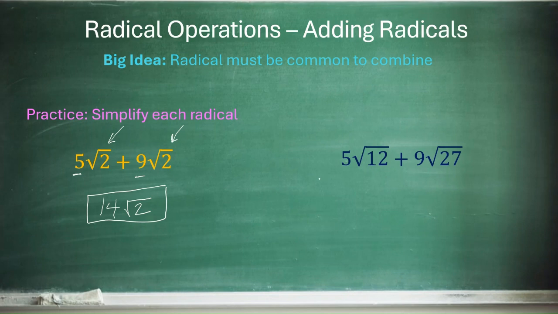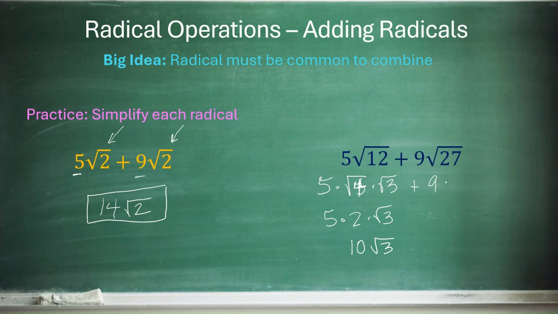So I'm going to rewrite this as 5 times root 4. Oops, that was not root 4, but I'll change that to root 4 times root 3. It actually doesn't matter what order you write this in. Okay. And when I do that, I get 5 times the square root of 4 is 2 times root 3. So my simplified version is 10 root 3. Okay. We're going to do the exact same thing with the next term.